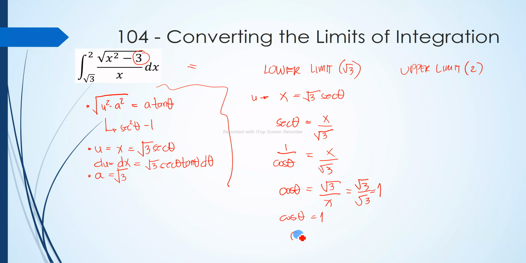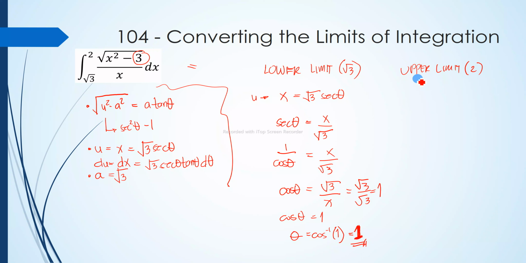So theta will be arc cosine or inverse cosine of 1, and that is equal to 0. So this is our lower limit na atong variable is the theta.